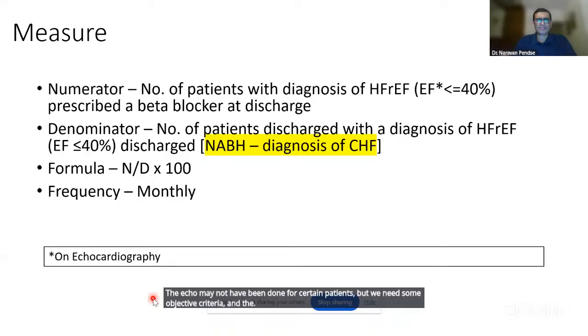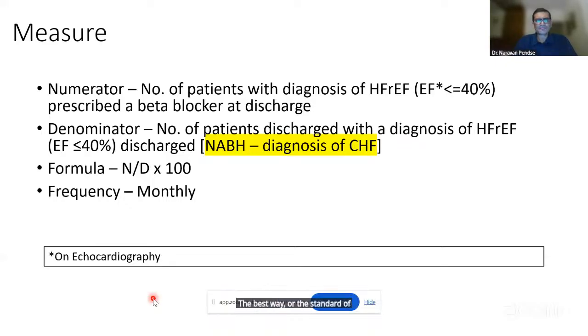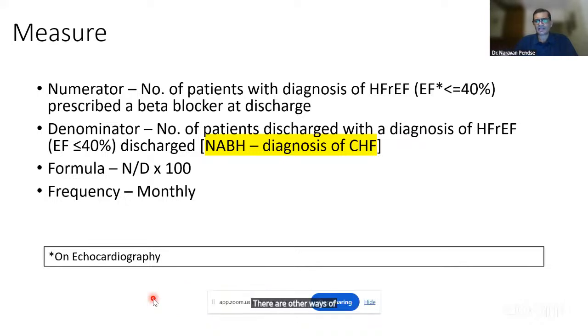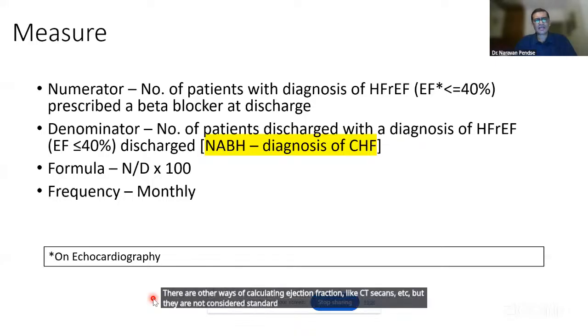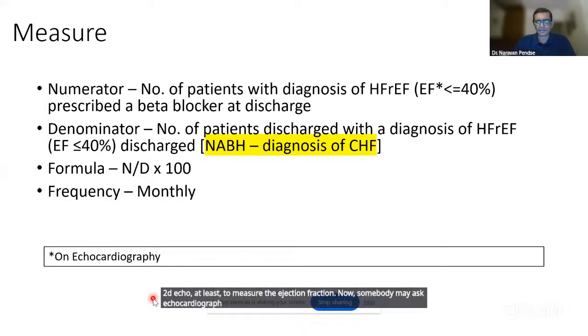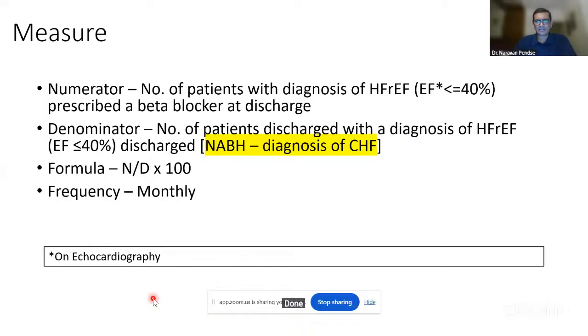And the best way, or the standard of care, for calculating ejection fraction is by echocardiography, which is available practically in all hospitals that run a cardiology specialty as part of their scope of services. There are other ways of calculating ejection fraction, like CT scans, etc., but they are not considered standard. So it is always better to insist on at least a 2D echo to measure the ejection fraction.